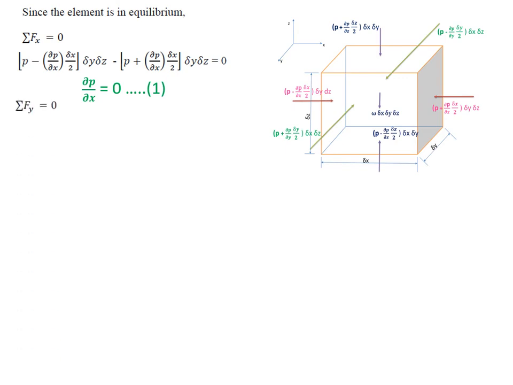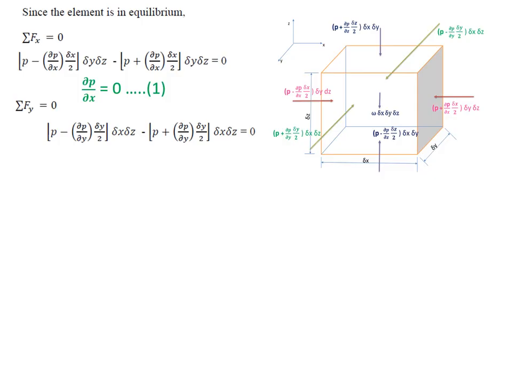Similarly, we can write sigma F y is equal to 0. I have taken this side as positive, so this will be positive: p minus dou p by dou y delta y by 2 delta x delta z. And this will be negative. There are no other forces in this direction, only two forces. So again here p delta x delta z minus p delta x delta z will cancel out.